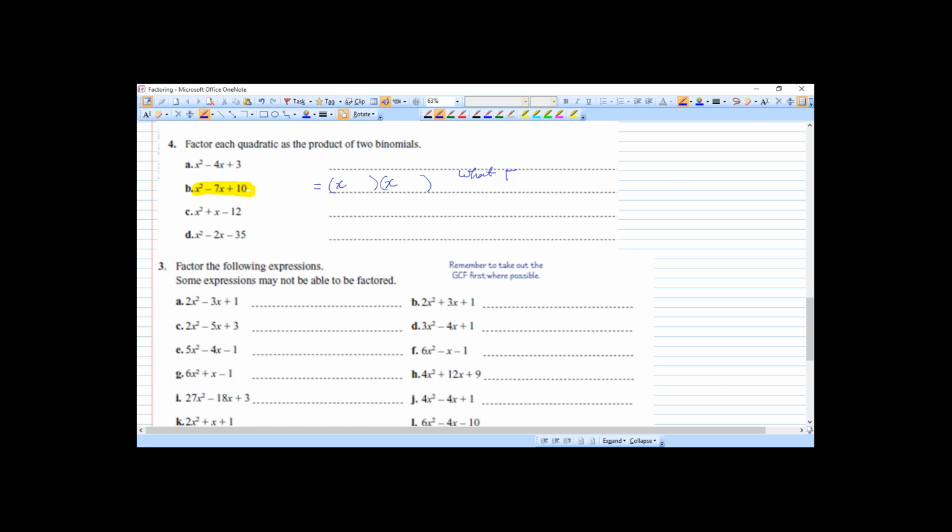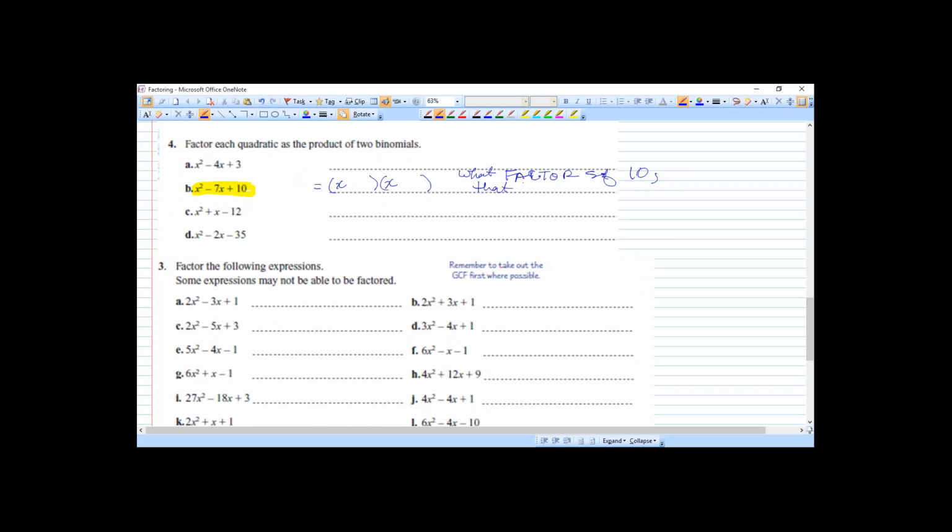What are factors of 10, right? Because we don't have an a on the front of x squared. This is the AC method, and you will get used to this. What are factors of 10 that add up to 7? I'm not going to worry about the signs. That sum to 7.